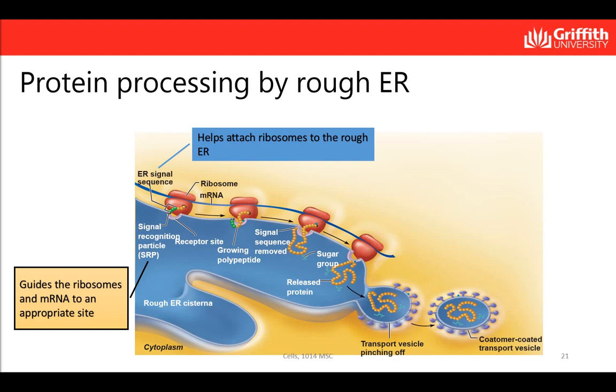Once the proteins have been synthesized, they are folded inside the endoplasmic reticulum. In some cases, molecules such as sugar groups may be added to the protein and sent off to the Golgi apparatus in a transport vesicle, where the protein is processed further.